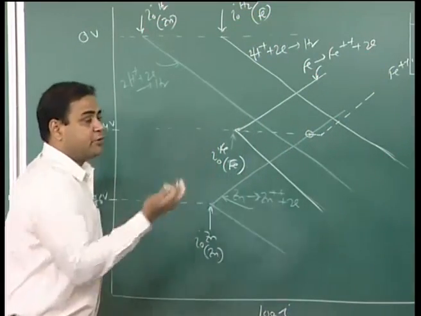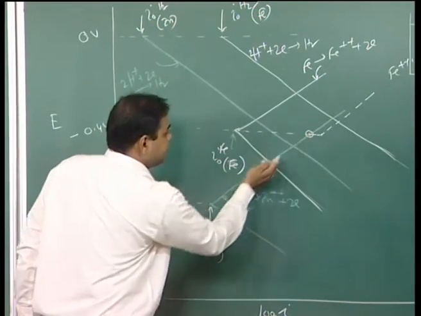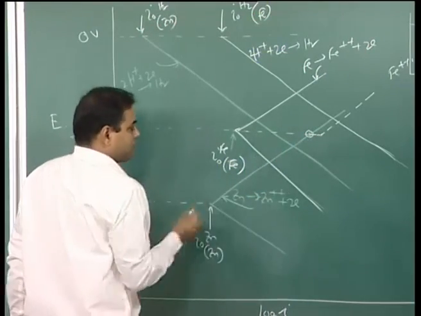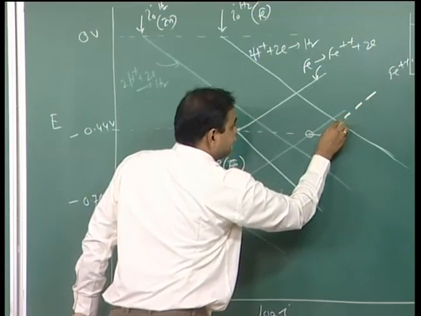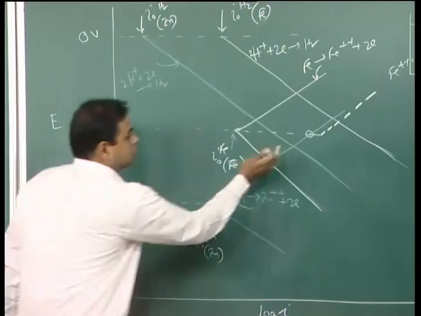The total anodic reaction rate I have to consider. So, from that point onward my polarization line will shift from this to this. So, my actual anodic polarization line would be this dotted line.